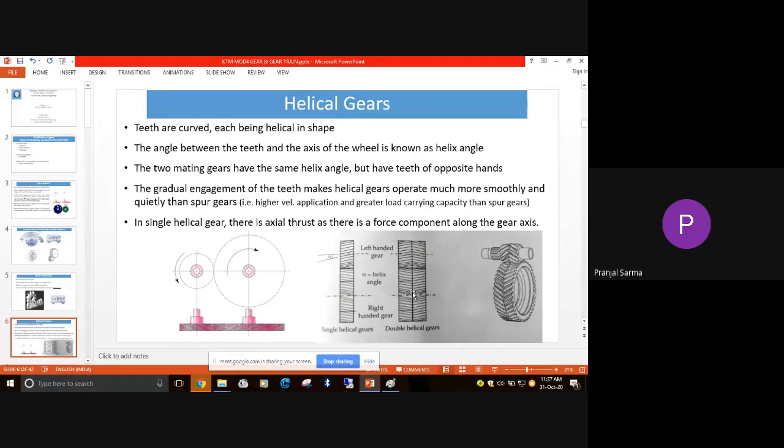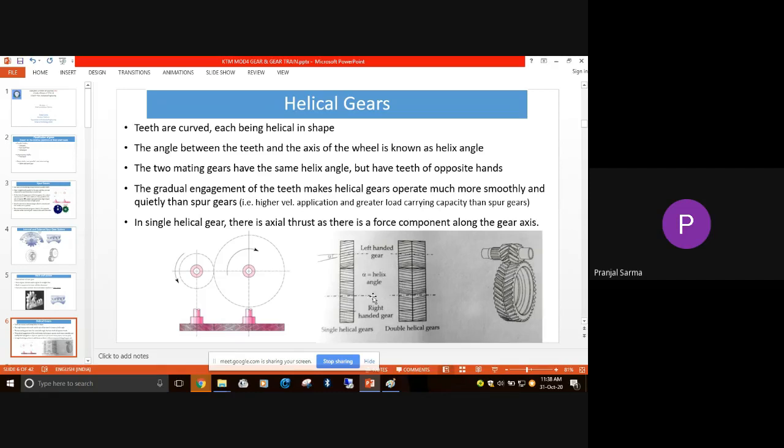If you look at this particular figure, suppose this is the axis, or maybe from this figure it will be more evident. The teeth are not straight, they are curved, and generally helical in shape, and with respect to the shaft axis they are making an angle. The angle between the teeth and the axis of the wheel is known as the helix angle.